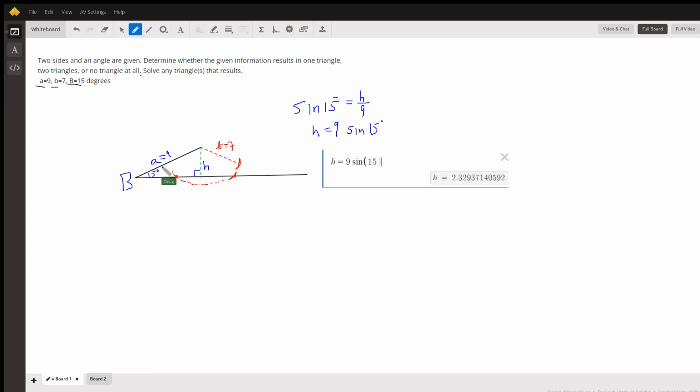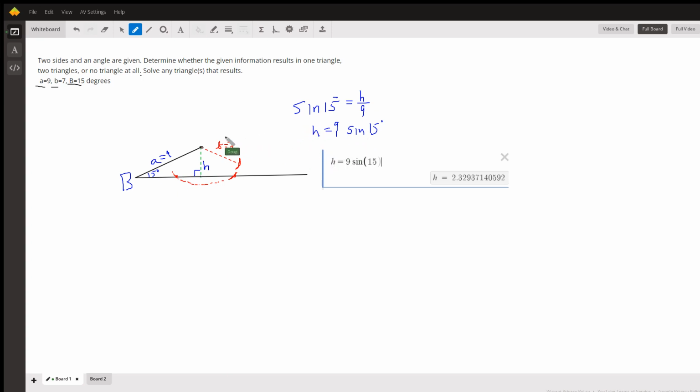Here's one of the included sides, a equals 9. And then the side opposite is this little b, which has a length of 7. And we want to know if 7 is long enough to reach this opposite side. The way that you do that is to picture dropping an altitude from this endpoint, perpendicular to the opposite side. And then what has to be true is that the sine of 15 equals h over 9 in this case. So h equals 9 sine of 15.